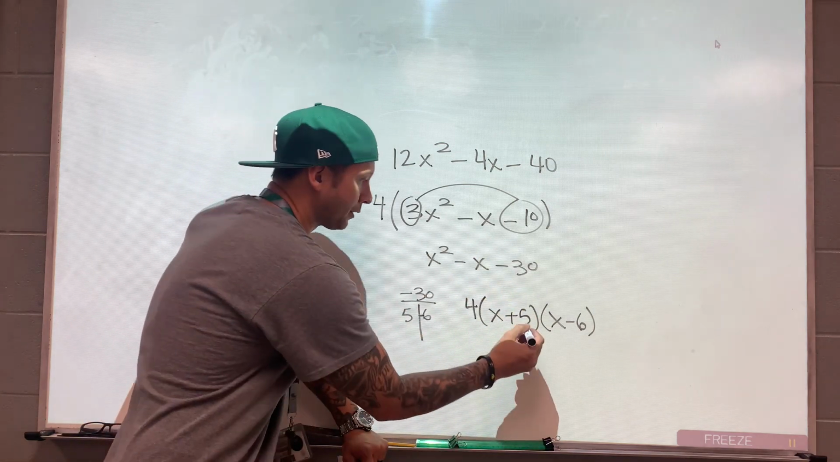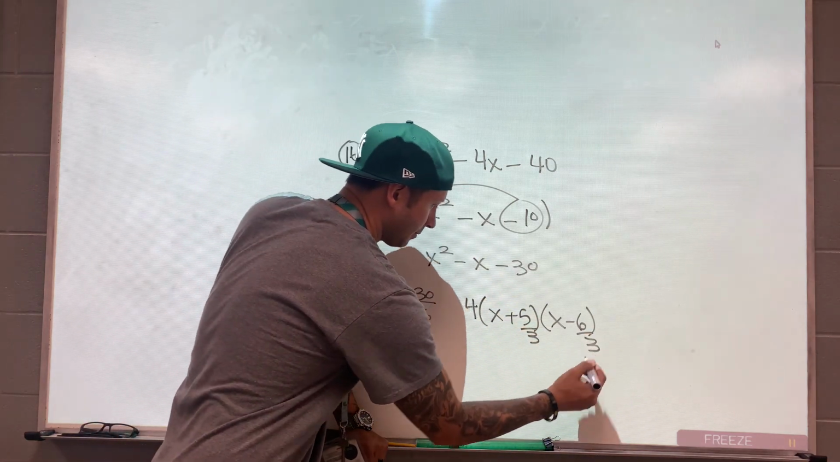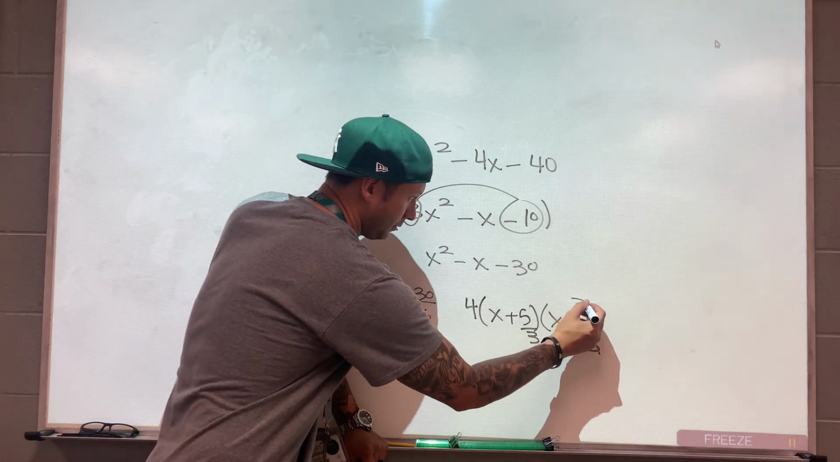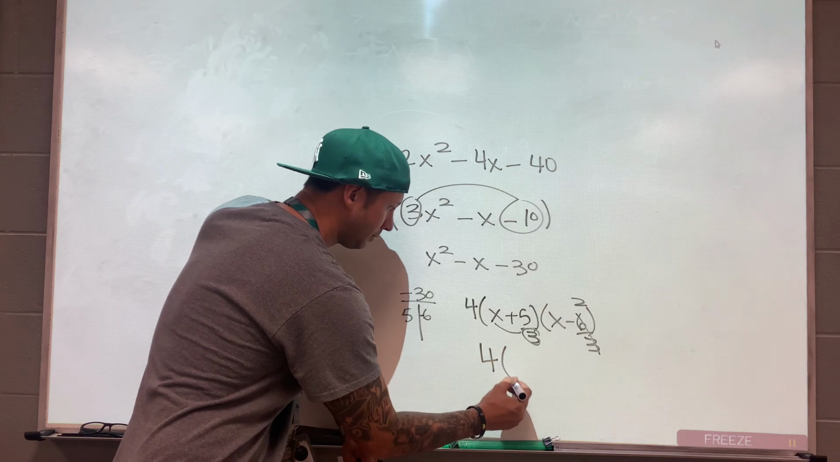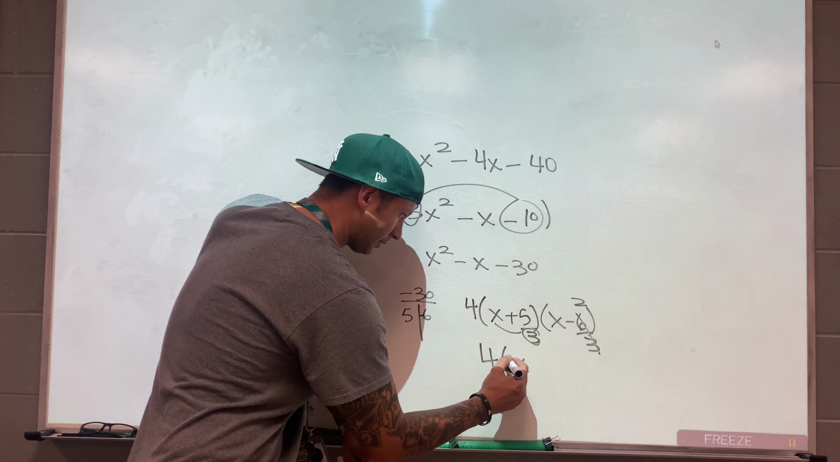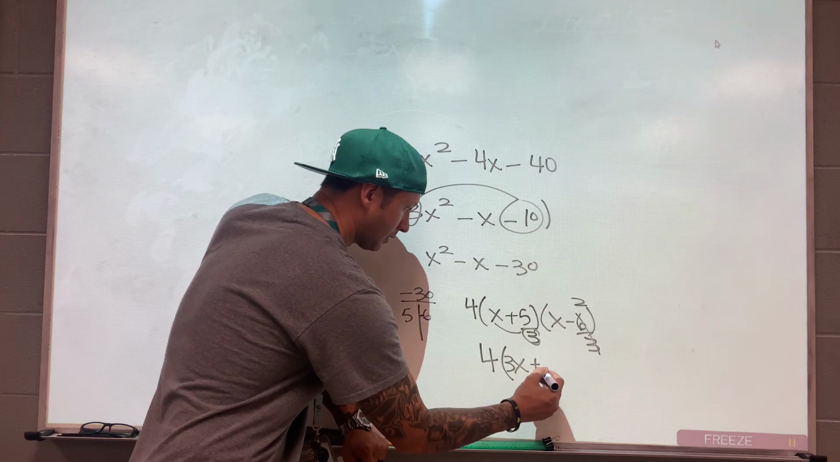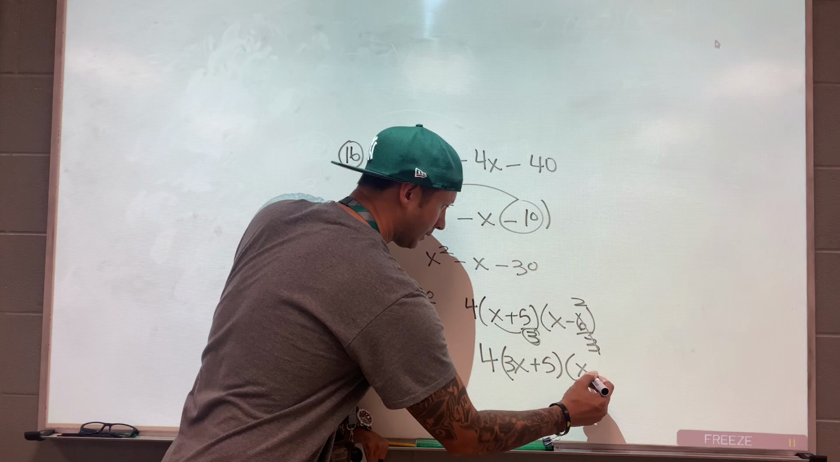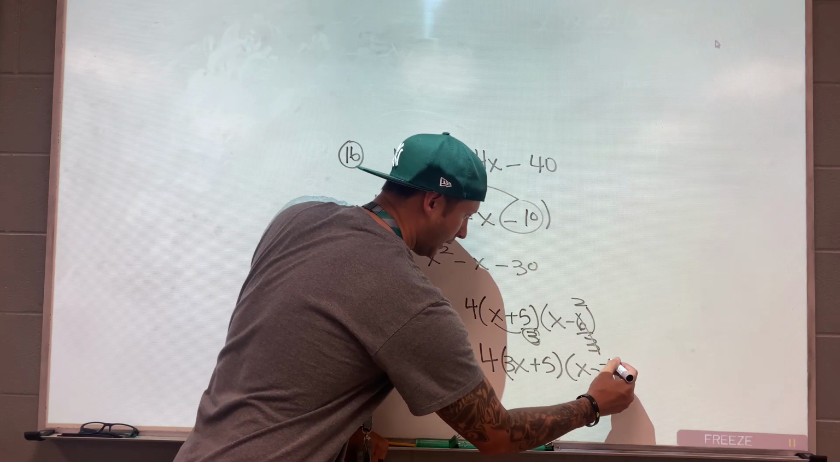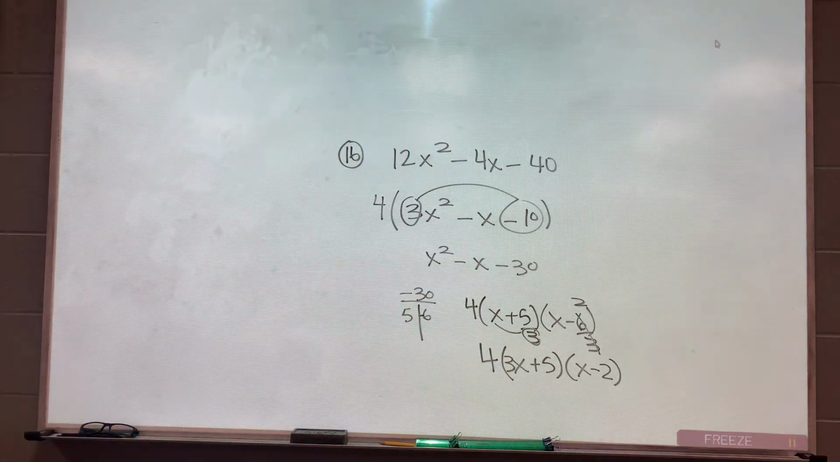Now we have to divide out the 3. So this is going to be 2. The 3 is going to move up. So final answer: 4(3x plus 5)(x minus 2). 17.